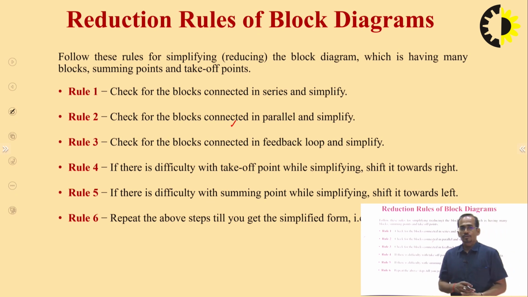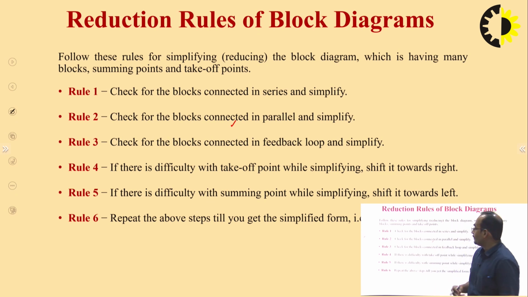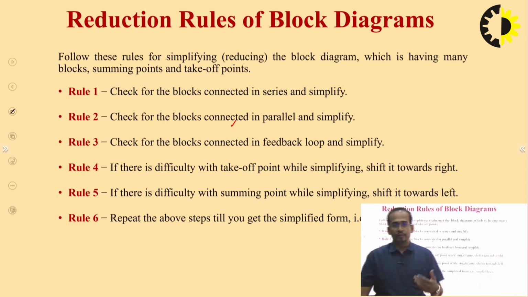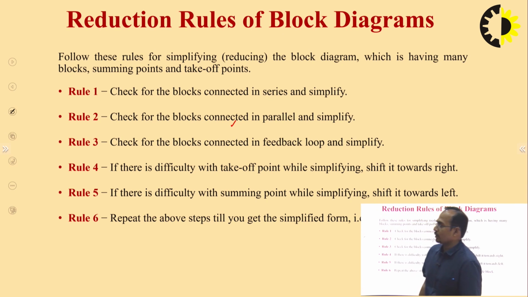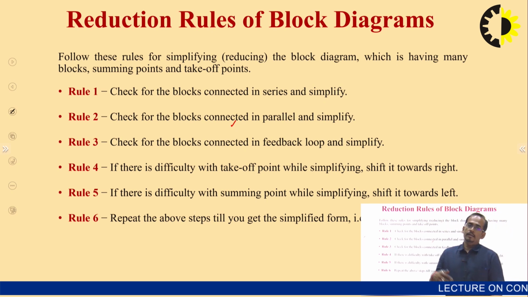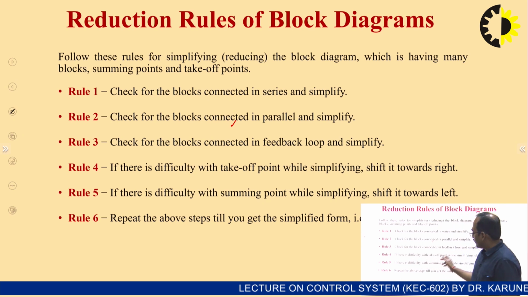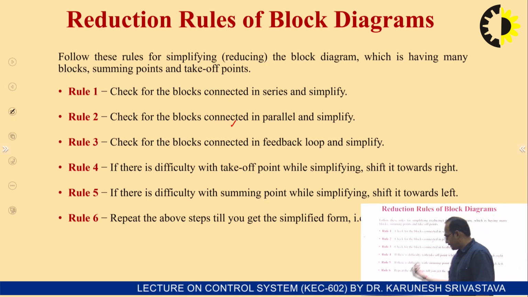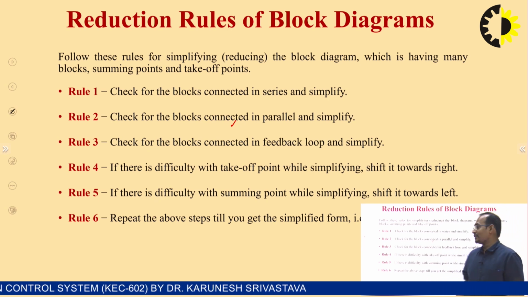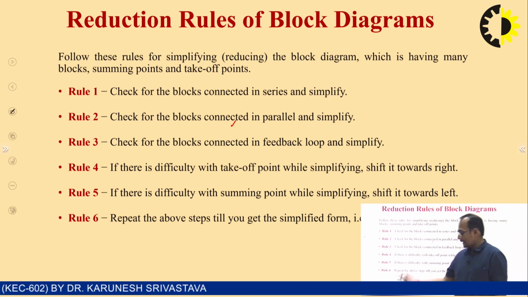In rule 3, check whether the blocks are connected in a feedback loop. That is the standard form of the closed loop system. First you will identify the standard form of the closed loop system. If there are any blocks connected in the standard format of the closed loop system, then simplify that block diagram. Rule 4: if there is difficulty with the takeoff point while simplifying, then shift the takeoff point towards the right.